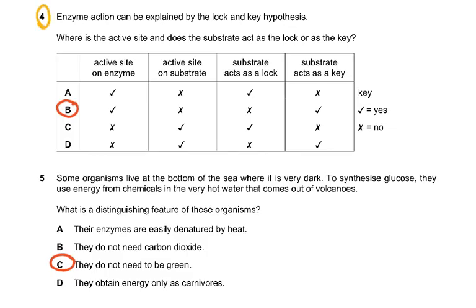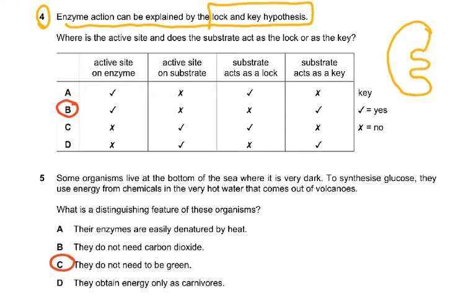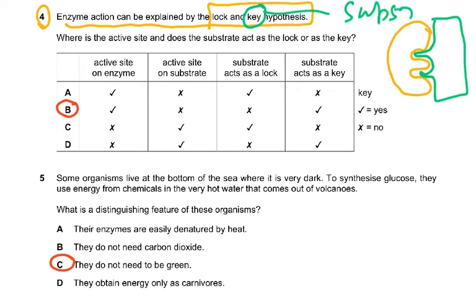Now coming to question number 4, enzyme action can be explained by the lock and key hypothesis. You know the lock is always the enzyme and the key is always the substrate. Please remember that. Now it asks where is the active site and does the substrate act as the lock or the key? This enzyme is the lock and the substrate is the key.